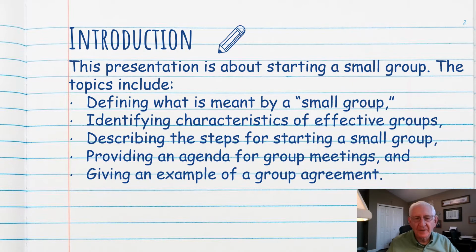The topics that we'll be dealing with are defining what is meant by a small group, identifying characteristics of effective groups, describing the steps for starting a small group, providing an agenda for small group meetings, and giving an example of a small group agreement. After that, there will be a couple of resources recommended as well.